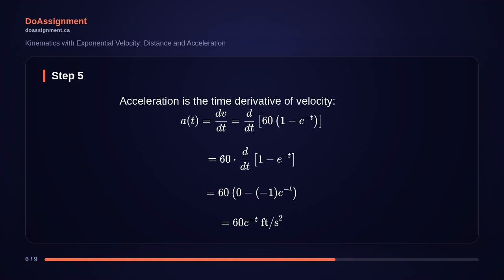Acceleration is the derivative of velocity with respect to time. Differentiating 60 times the quantity 1 minus e to the negative t, the derivative of 1 is 0, and the derivative of negative e to the negative t is positive e to the negative t. So the acceleration equals 60 e to the negative t feet per second squared.